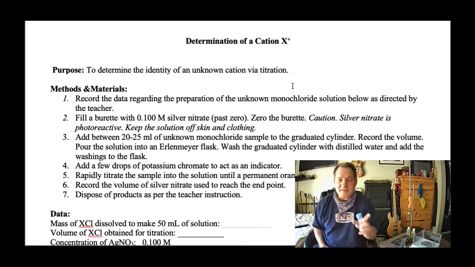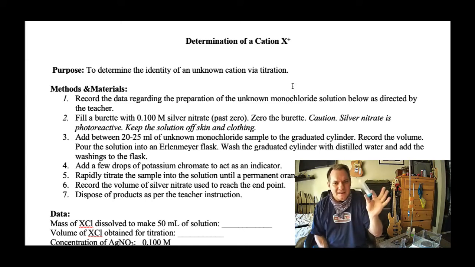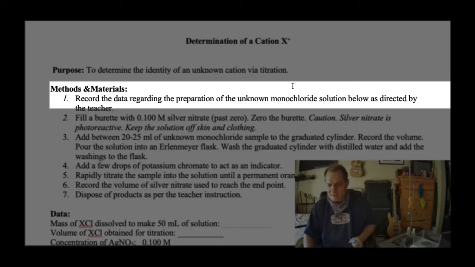So the purpose of the lab is to determine the identity of the unknown cation via this technique we're calling a titration. There's something bonded to the chloride here. What is that thing? Here's what we're going to do.